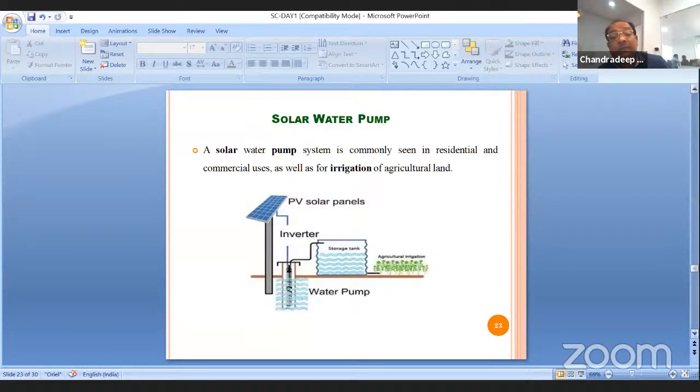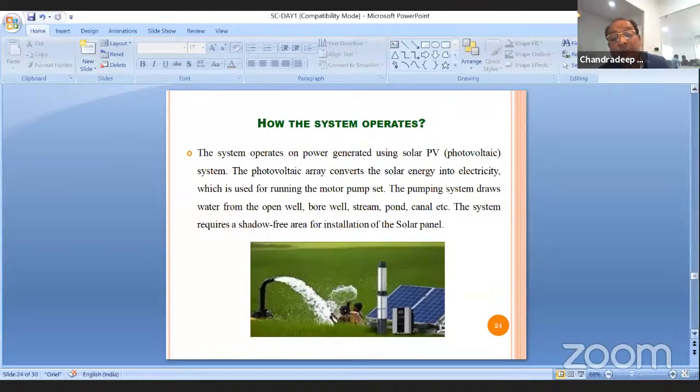A solar water pump system is commonly seen in residential and commercial use. I have taken almost 40 minutes to tell about the residential and commercial uses of solar power plants. Then what about the solar pump? Pumps are also seen in residential and commercial use, as well as for irrigation of agricultural land. How the system operates, madam will definitely tell, but I say a little bit of that.